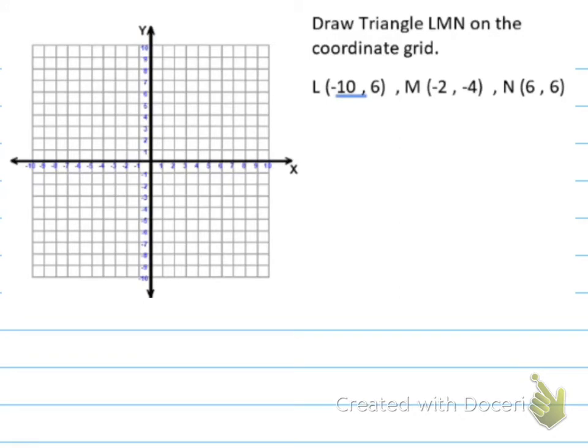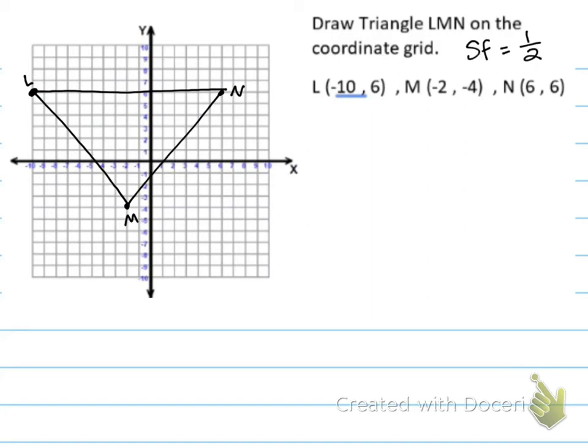The next one, let's do another triangle on a grid. Let's go ahead and put L, which is (negative 10, 6). So right here, I'm going to put L. Negative 2, negative 4, so right here, and that is M. And then 6, 6, and that is N. Okay. And let's say that I want to dilate the shape using a scale factor of a half. So my scale factor here, I want it to be a half.